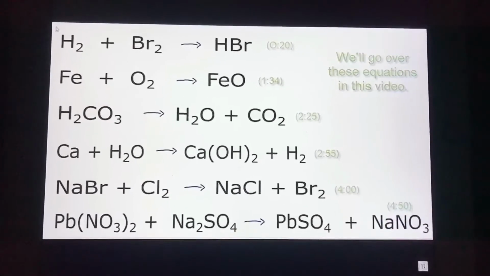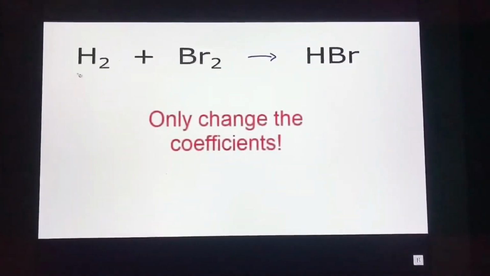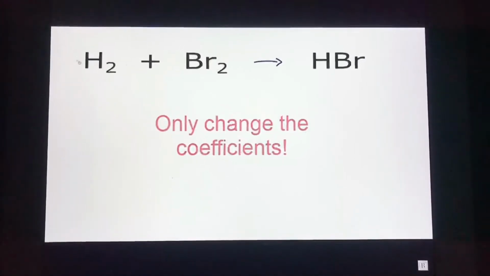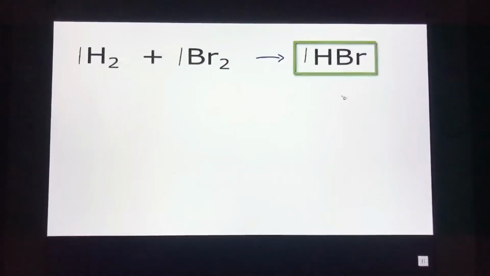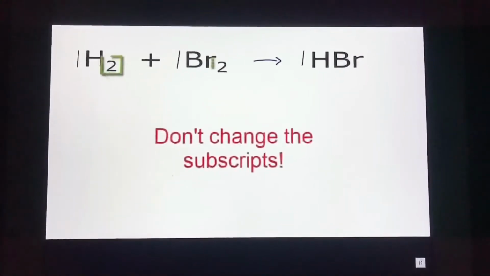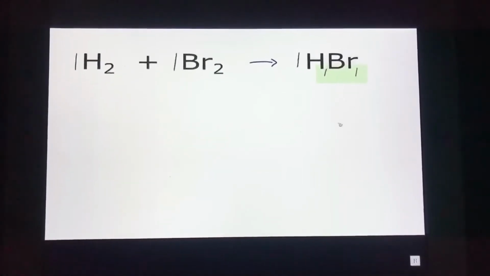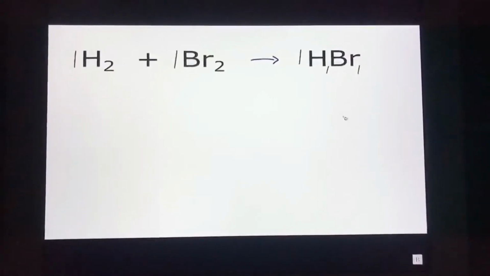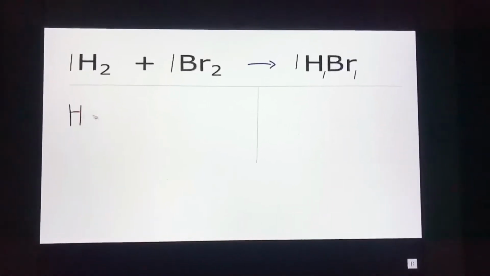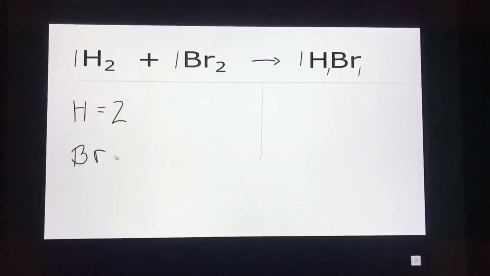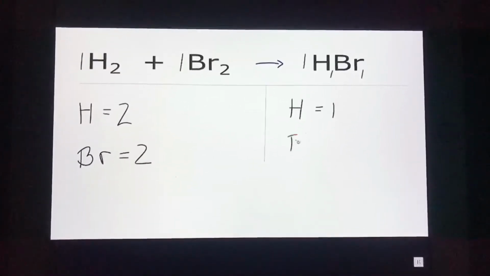The first one we will start with is hydrogen plus bromine, we get HBr. We will change only the coefficient. We cannot change the subscripts which are written, like Br2. Here you see hydrogen is 1, and all are 1 over here. Now we will count the left hand side and right hand side. So let's write hydrogen 2, bromine 2. Here hydrogen is 1 and bromine is also 1.